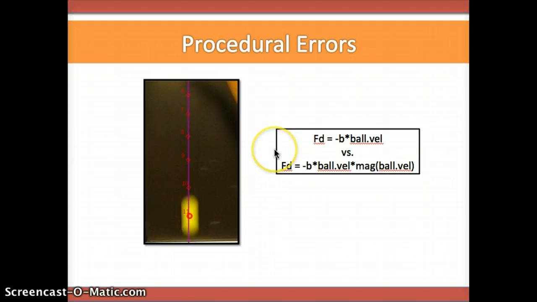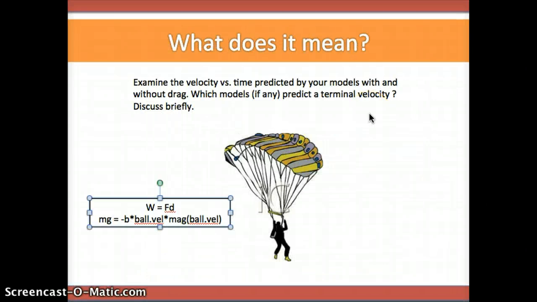Beyond that, maybe other models of drag would be more precise in predicting the drag force. For instance, the other method displayed in the lecture video sets the drag force equal to the proportionality constant multiplied by the ball's velocity. Now onto the what does it mean question.